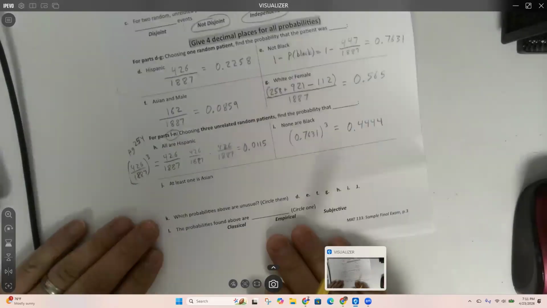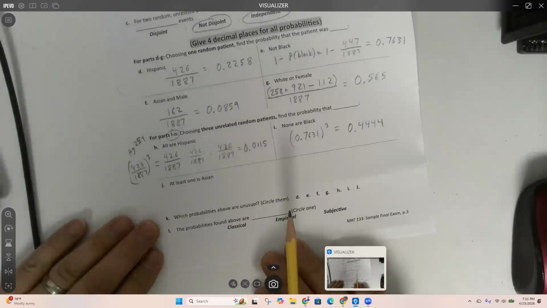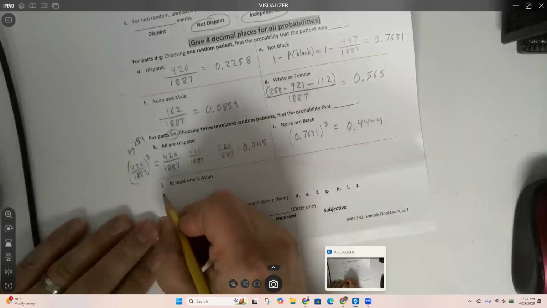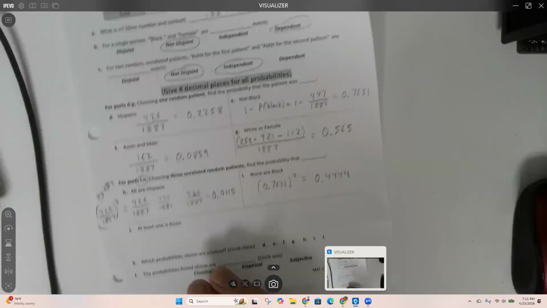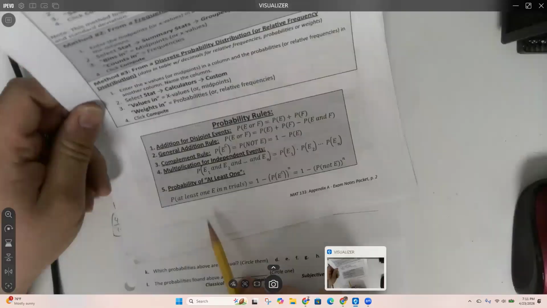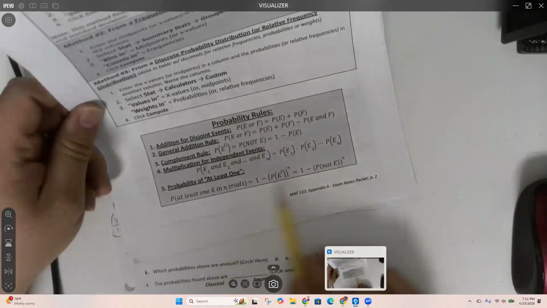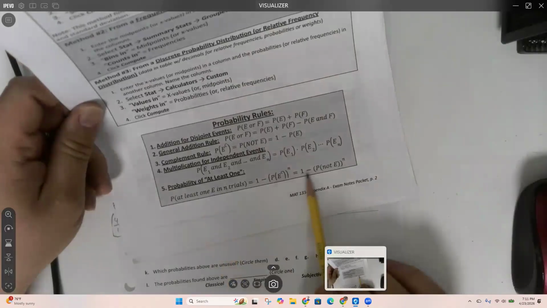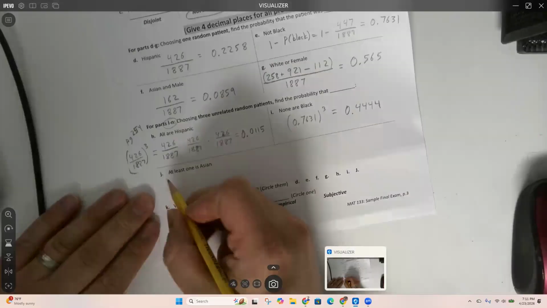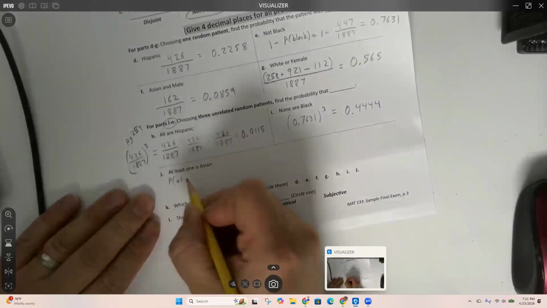Okay. 3 unrelated random patients. Find the probability that at least one is Asian. So that is going to be at the bottom of page 254. At least one Asian in 3 tries is this formula: 1 minus the probability of not Asian, and then, all right, so probability of at least one Asian.